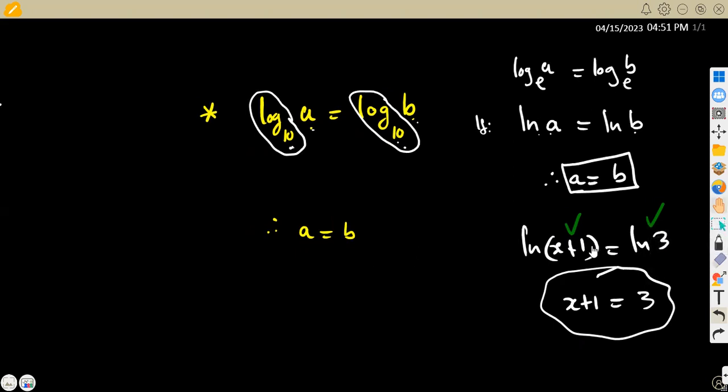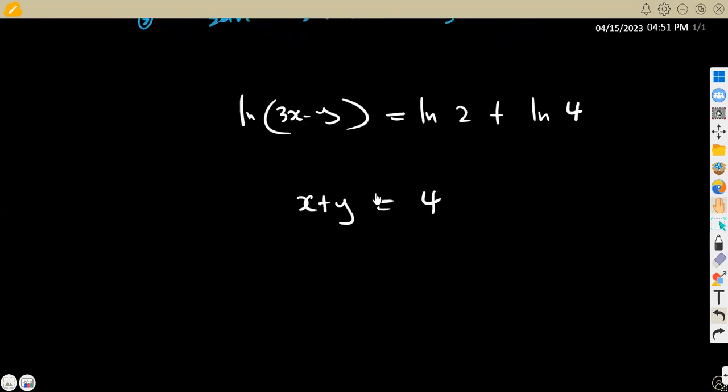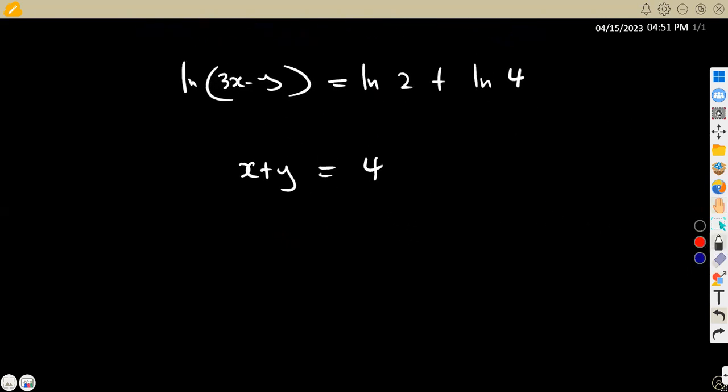All right, let's check what we have on our equation. The left-hand side is fine, we've got a single log, but the right-hand side is ln 2 plus ln 4, which is not a single log. So we go back to the laws of logarithms. We are adding the logarithms, so we multiply the numbers under the log, which is 2 times 4, giving ln 8.